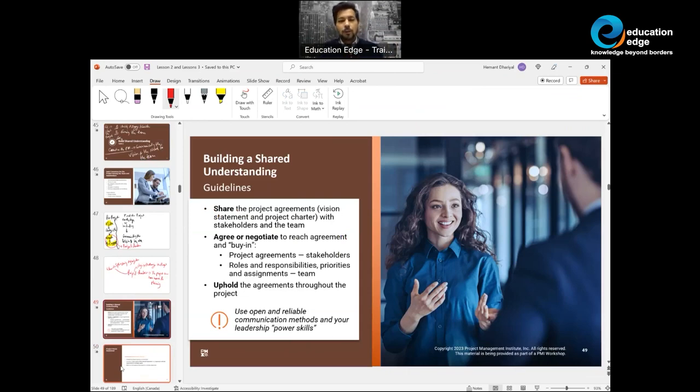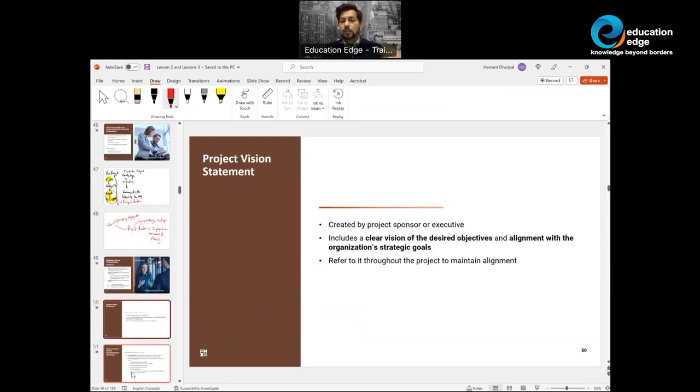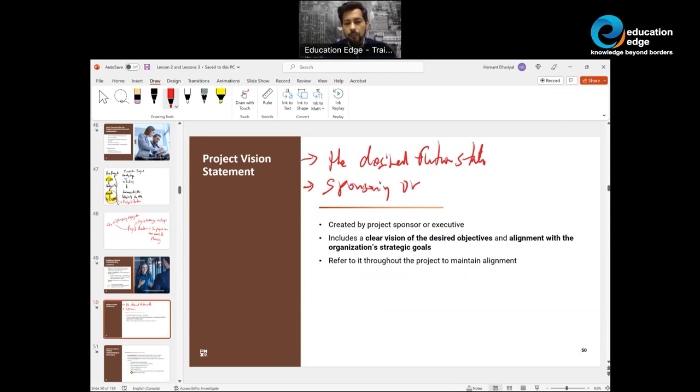Building shared understanding is about sharing the project vision and agreements. It is about working with the team and agreeing on it or negotiating, and finally upholding these agreements throughout the life cycle of the project. Project vision. What is project vision? Project vision is the desired future state, or in other words, where do I want to be? That one-line statement is created by the sponsoring organization. They're responsible for creating this.